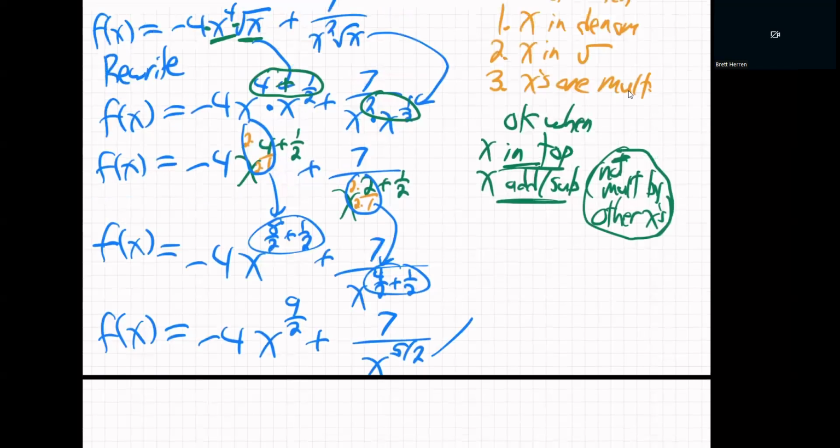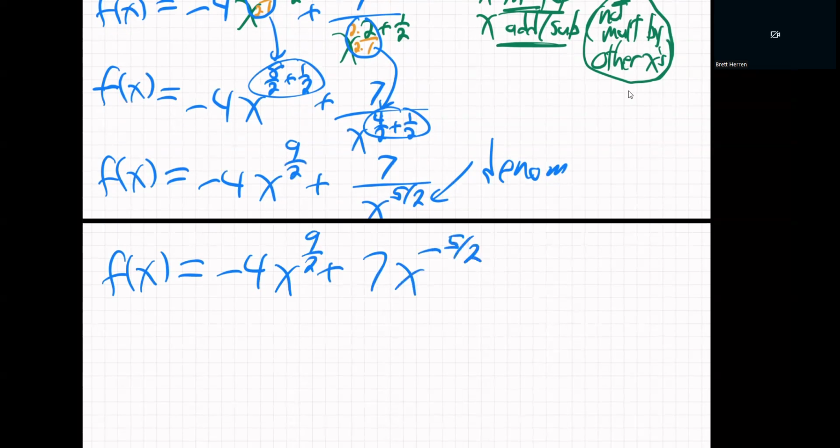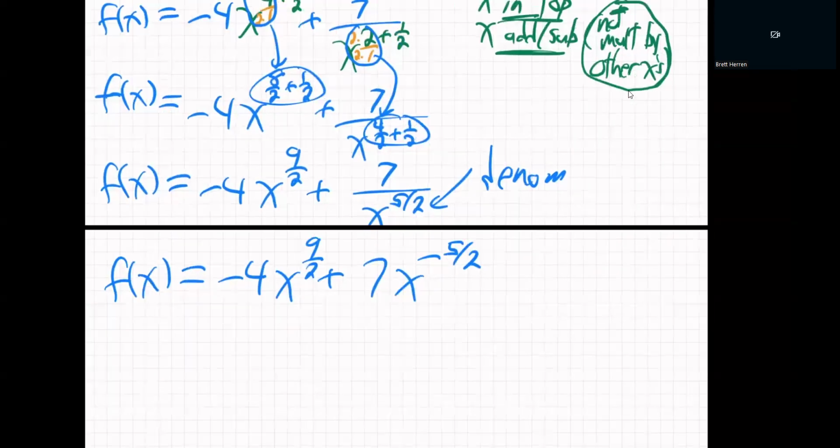Not quite. This is still in the denominator. No x is allowed in the denominator. We're almost ready. It's all rewrite. So this part's good to go. Plus 7, and what's going to move that up? Minus 5 halves. See what we got there? Now, minus 5 halves, that's the same as moving it down below.